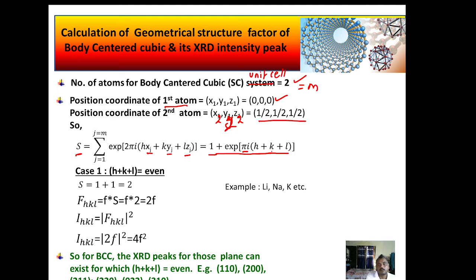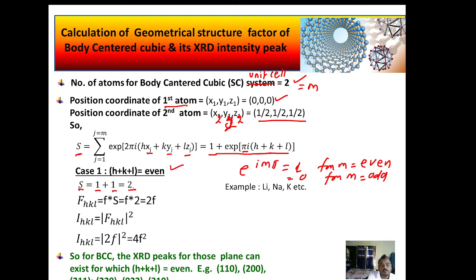Now let us see the different cases. Probably you know exponential i m pi is equal to 1 for m even, and this is equal to minus 1 for m odd. Here h, k, l are the Miller indices, which are integers, so their summation also gives an integer. So this summation can be even or odd. Let me take the case of even. As I told you, when this is even, this exponential factor gives us 1. So our structure factor will be 1 plus the exponential factor, also 1, so it is giving us 2.